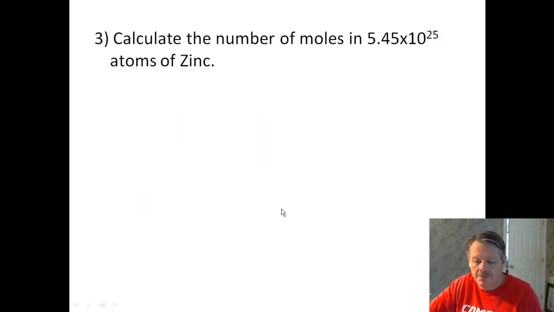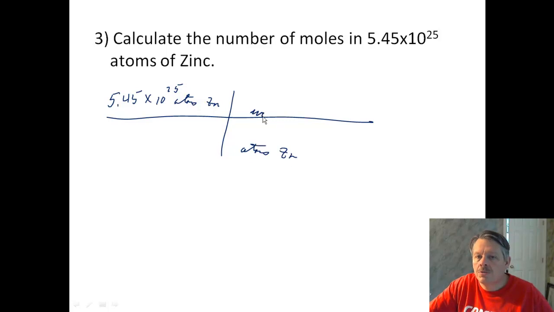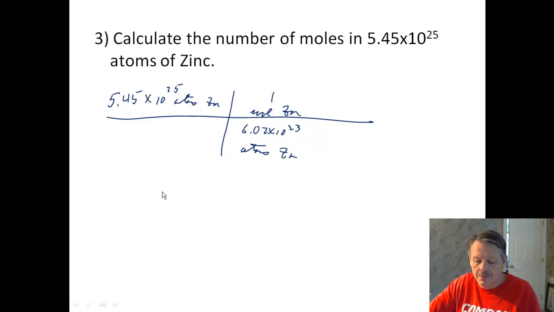Right, how about number 3? Calculate the number of moles in 5.45 times 10 to the 25th atoms of zinc. And now I'm converting from atoms of zinc to moles of zinc. And for every mole, I have 6.02 times 10 to the 23rd atoms. When I do my division, again, you have to make sure that you use your calculator correctly. We're going to come up with 90.5 moles of zinc.